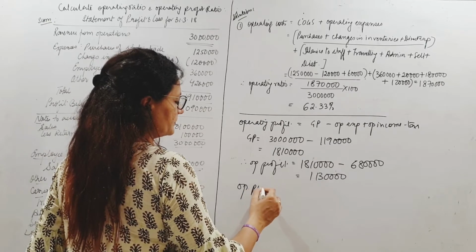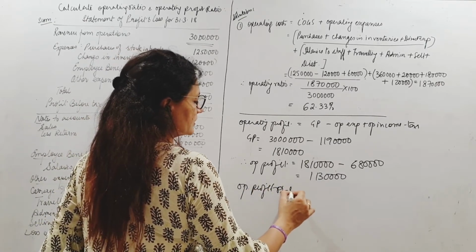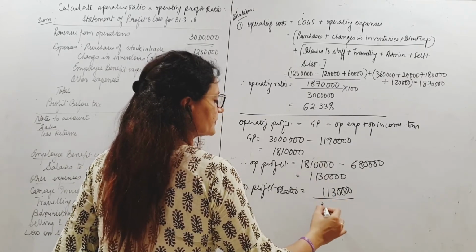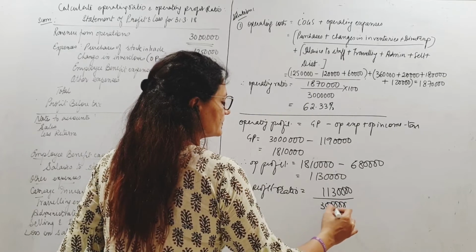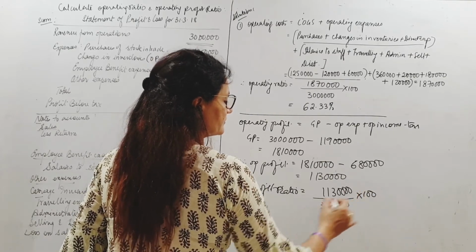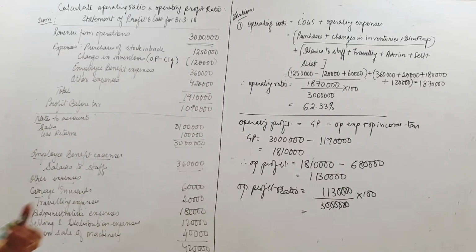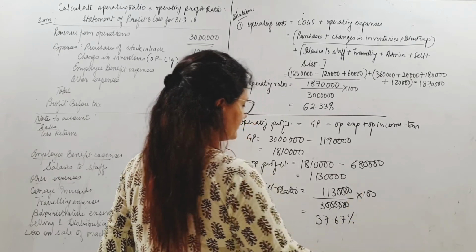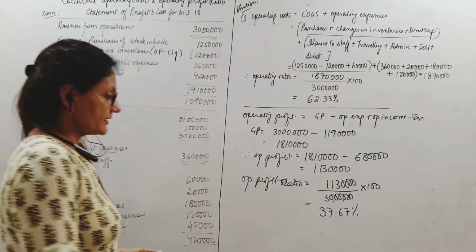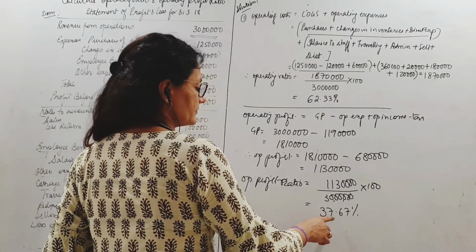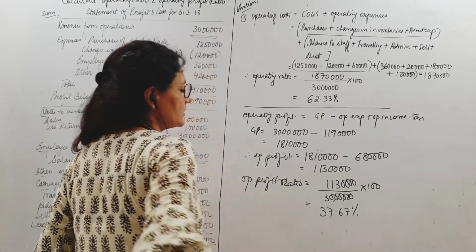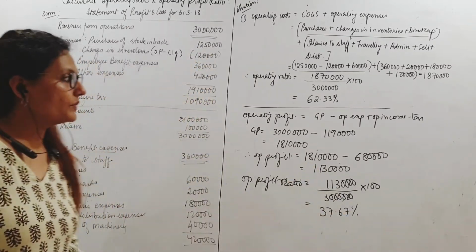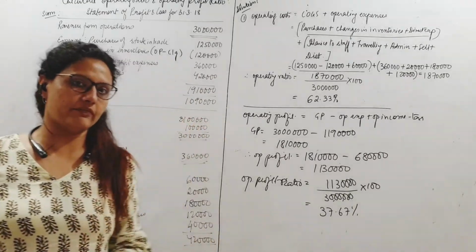Therefore, operating profit ratio is equal to operating profit by revenue from operations, 30 lakhs, into 100. Alright, it should come to around 37.67%. Let me check it. Yes. Okay, so now we can also have a quick cross verification.